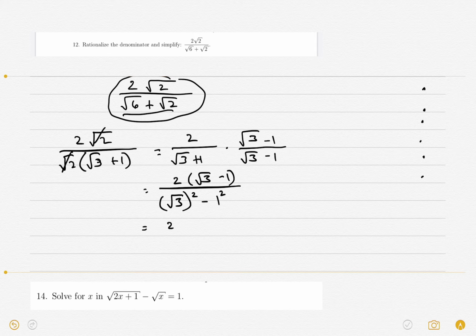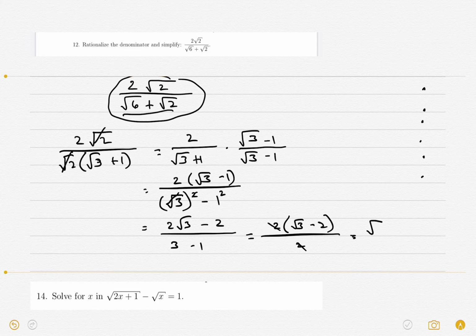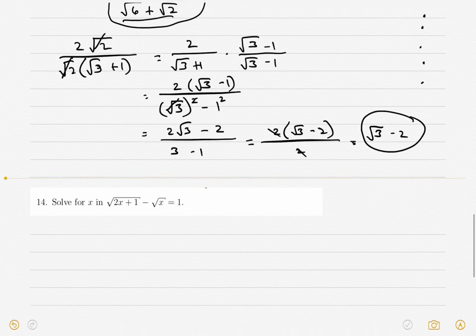Dito ay meron tayong 2 square root of 3 minus 2 over, eliminate natin to, 3 minus 1. And then to simplify your answer, it will give you 2 times the square root of 3 minus 2 over 2. Cancel natin to. The answer is just square root of 3 minus 2. Ito na yung sagot natin para sa item number 4.